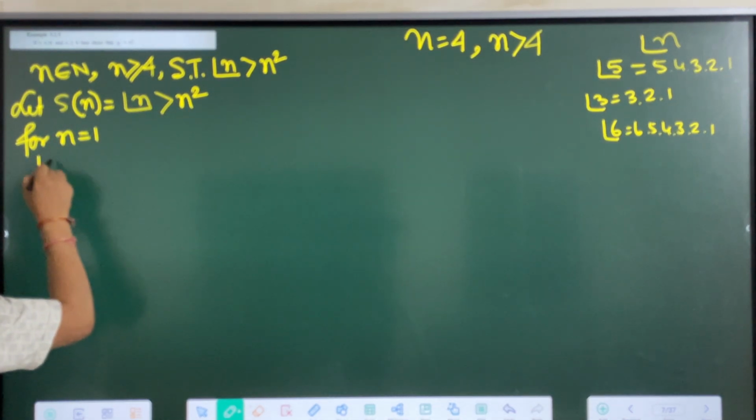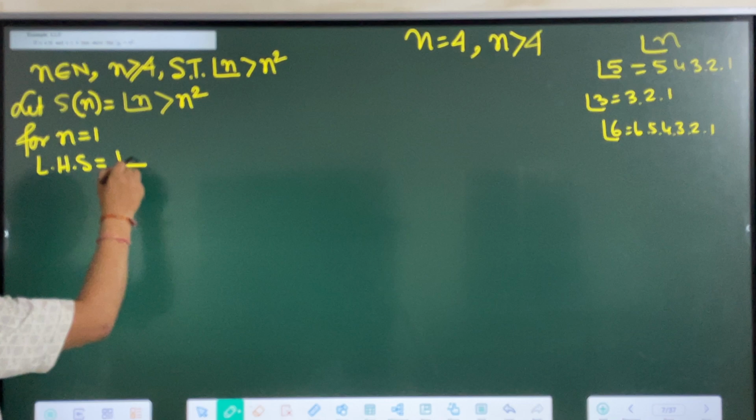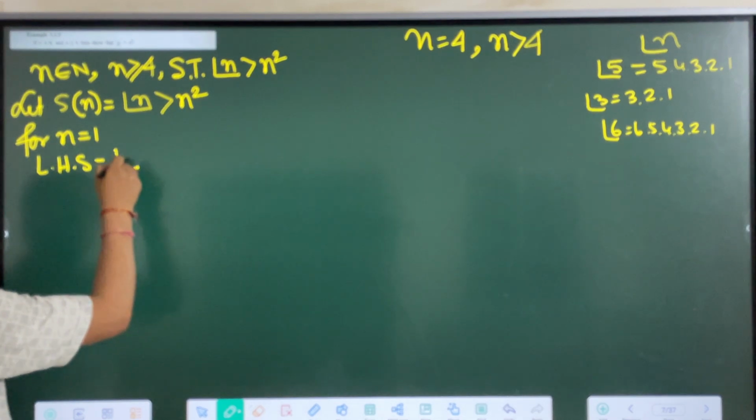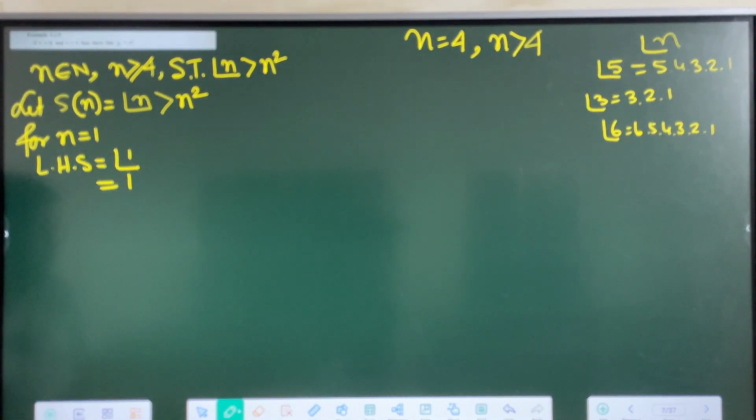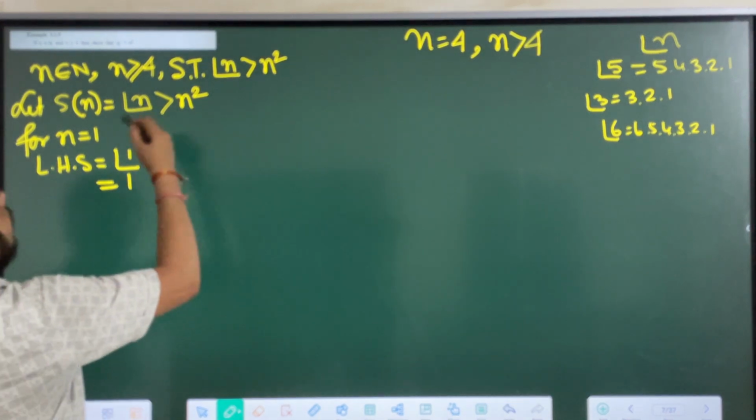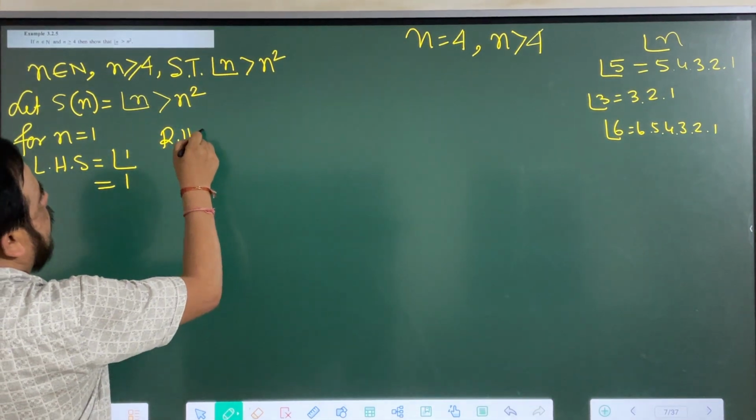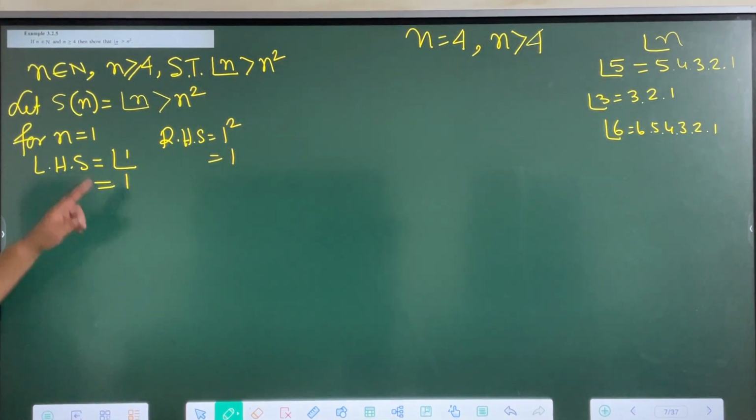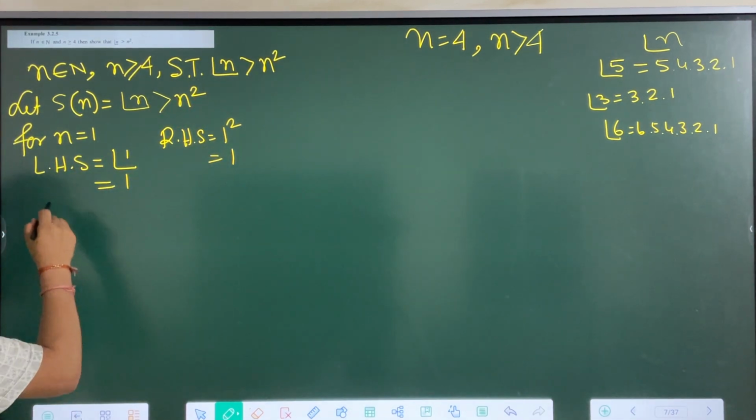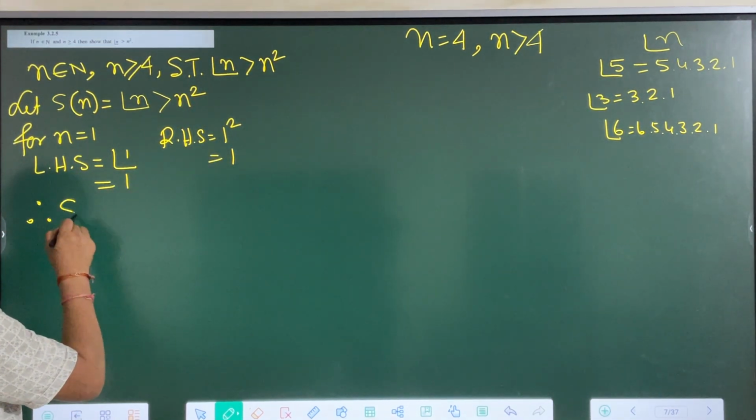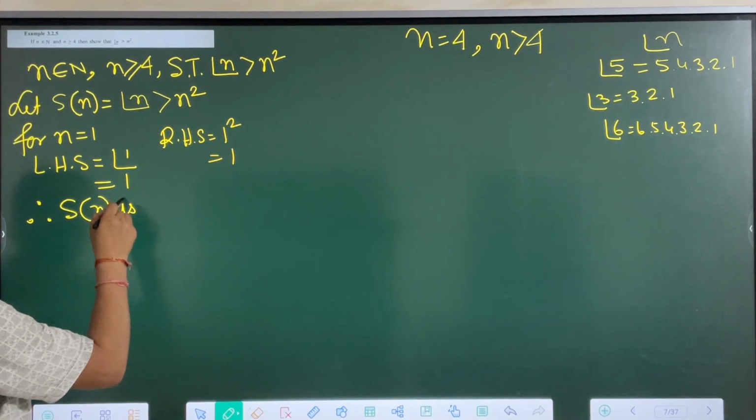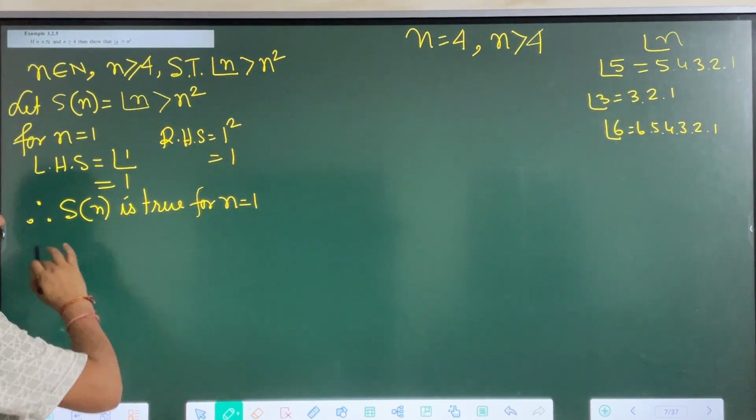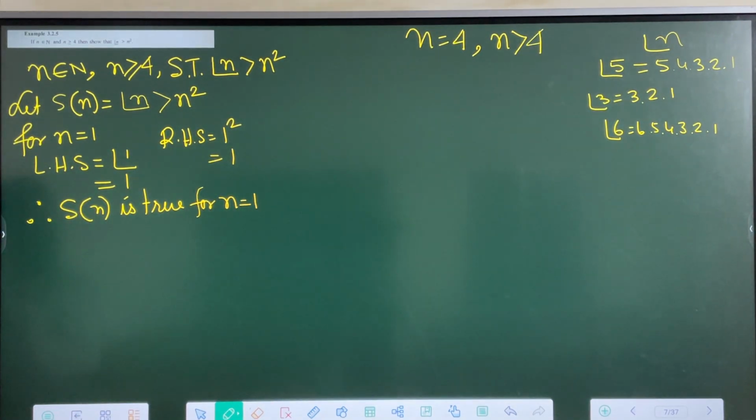So let us see what calculation we get from the left hand side. For n equals to 1, factorial 1 we will write. Factorial 1 is 1 only. After 1, no more numbers. Right hand side n square. So what is square? 1 square is 1 only. N equals to 1, so 1 square is 1. So LHS and RHS are equal. Therefore Sn is true for n equals to 1. That is finished.